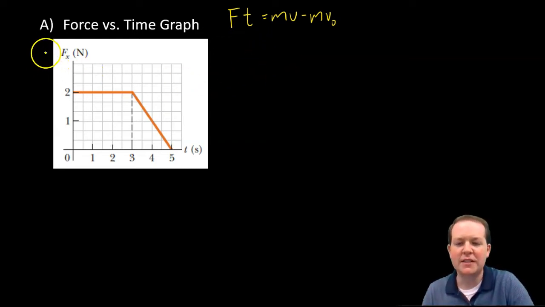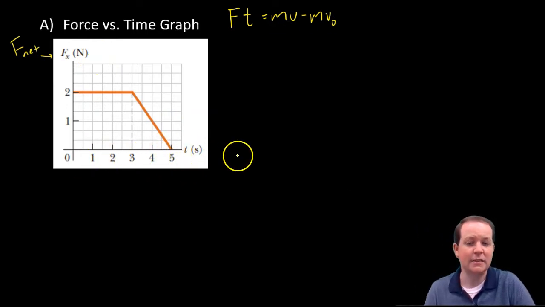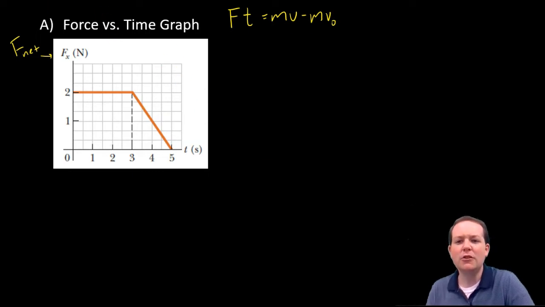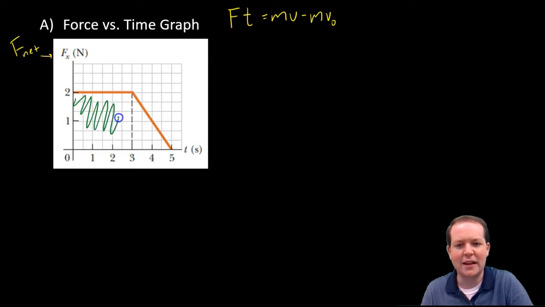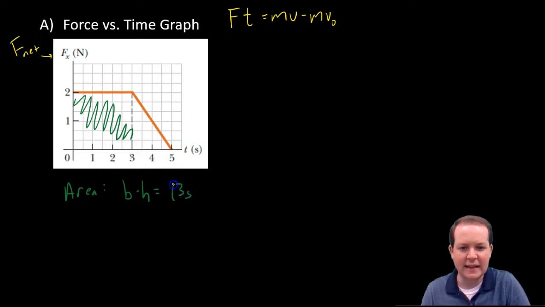This is a graph representing the force of an object, and this should be net force, just so we're clear. This should be the net force acting on an object over some amount of time. That's what I have down here on the x-axis. Well, if I was looking for the area under the curve, maybe right here, I have an area. That's just a square, so the area is going to be equal to the base times the height. The base is equal to 3 seconds. The height is equal to 2 newtons.